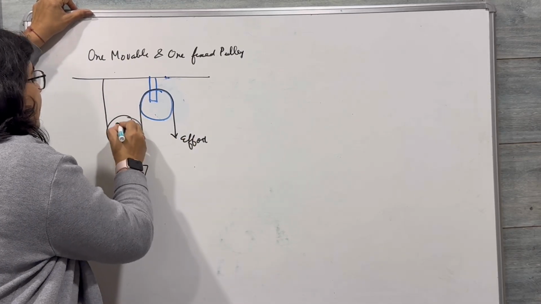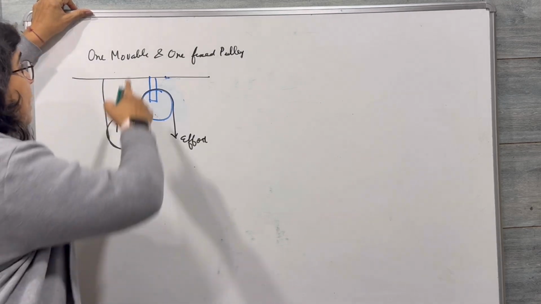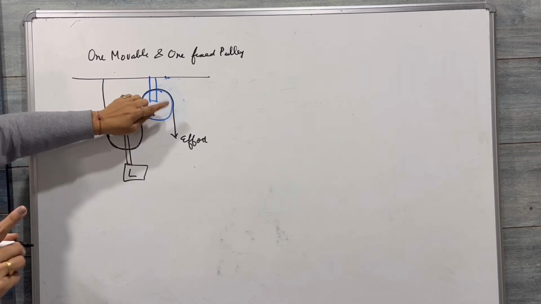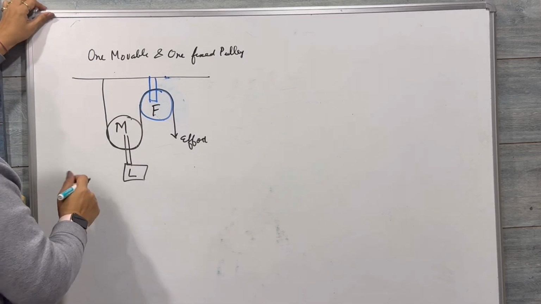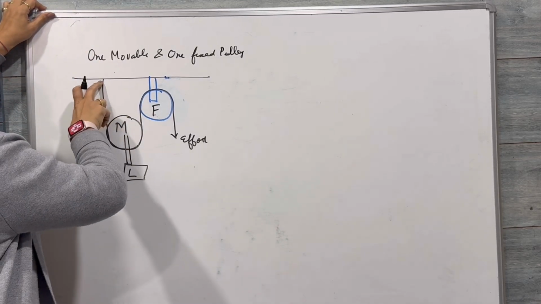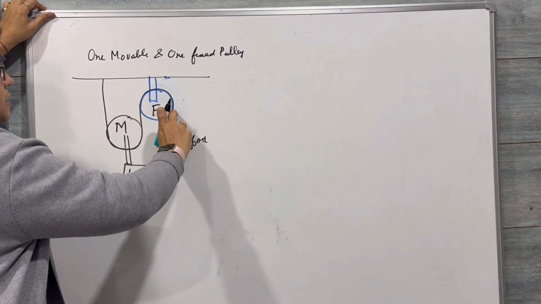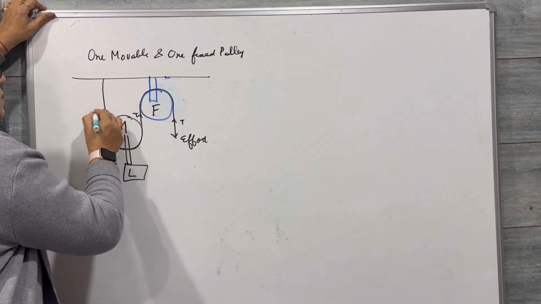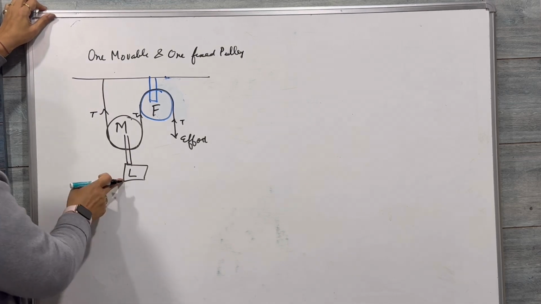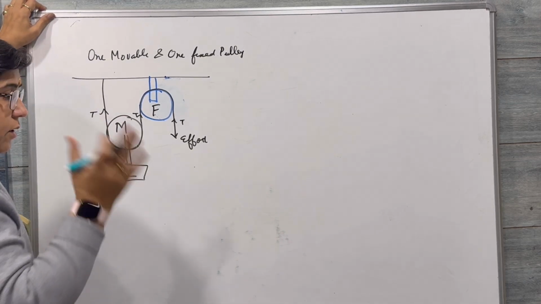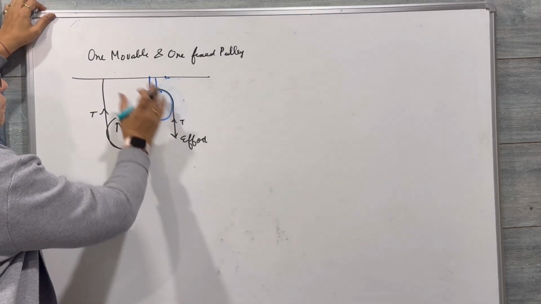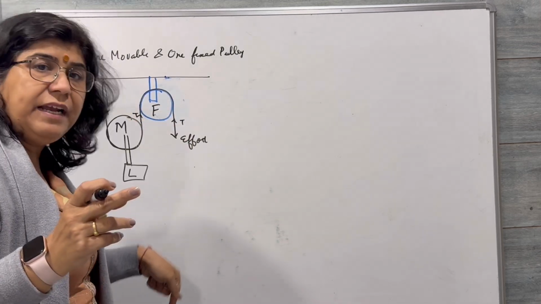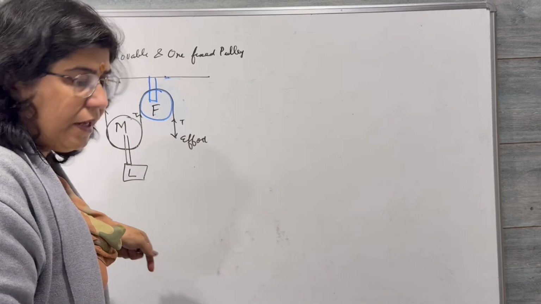Now this I am calling the movable pulley, and this is the fixed pulley. One movable, one fixed. Where will be the tension? Who will have tension? This part of the string, this part of the string, this part of the string, they may all have tensions. But the load and these tensions are together. What is the formula when you have one fixed and one movable? Why are you using the fixed part? To change the direction of effort to a convenient direction.